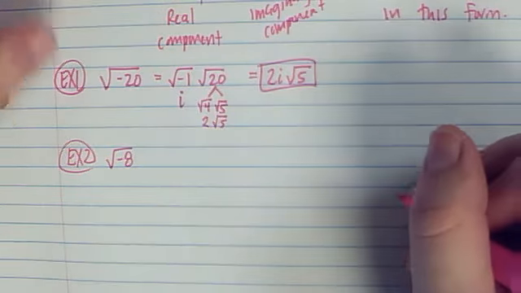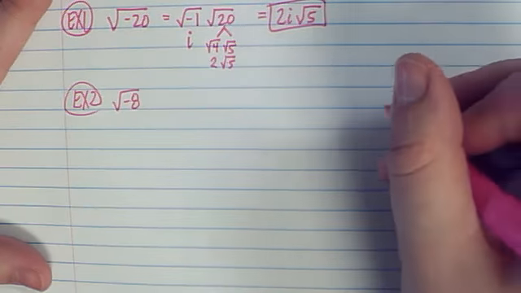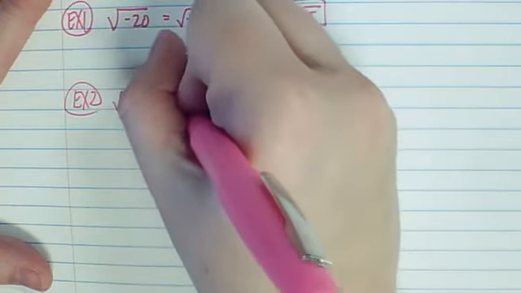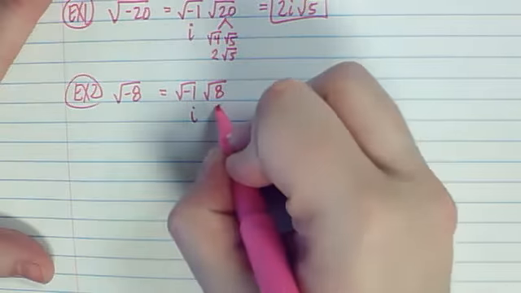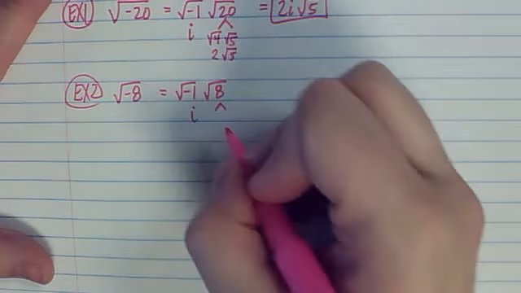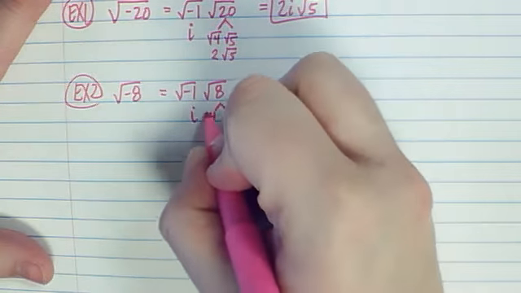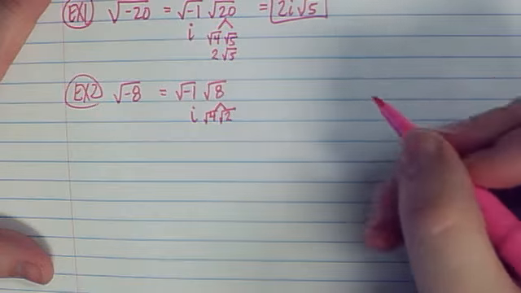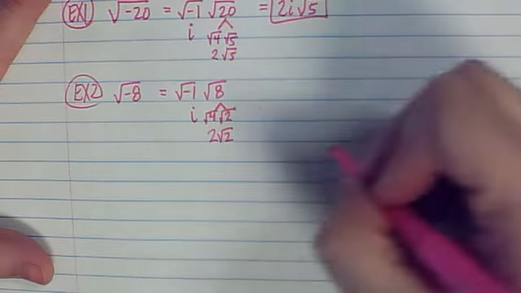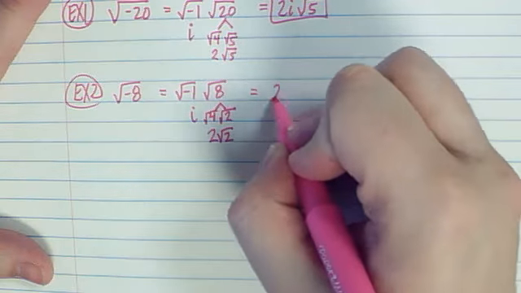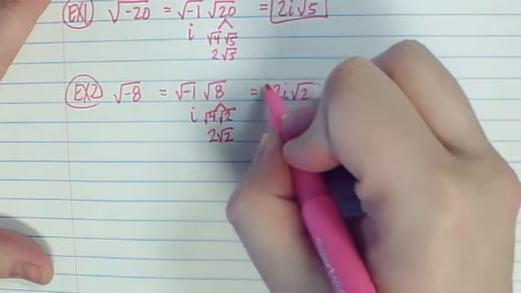So let's look at the next example. Square root of negative 8. So again, I'm going to rewrite it as square root of negative 1 times square root of 8. That's i. The biggest perfect square that goes into 8 is 4. 4 times 2. Okay, square root of 4 is 2, and I'm left with 2 square root of 2. Then if we combine it all, I'm left with 2i square root of 2.